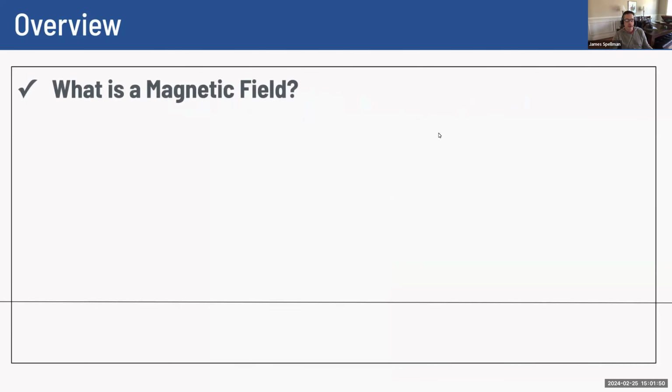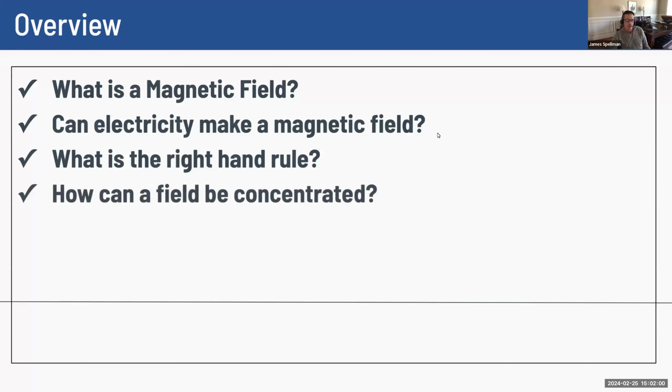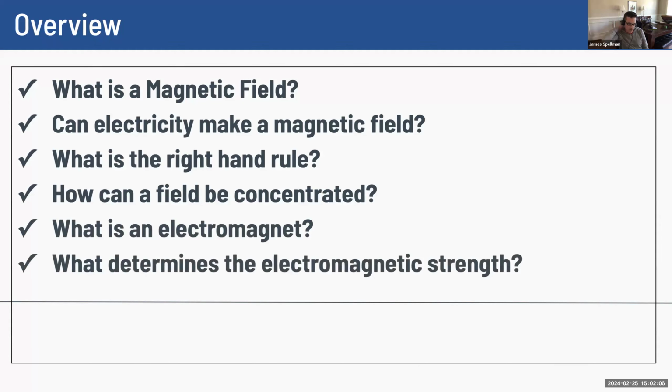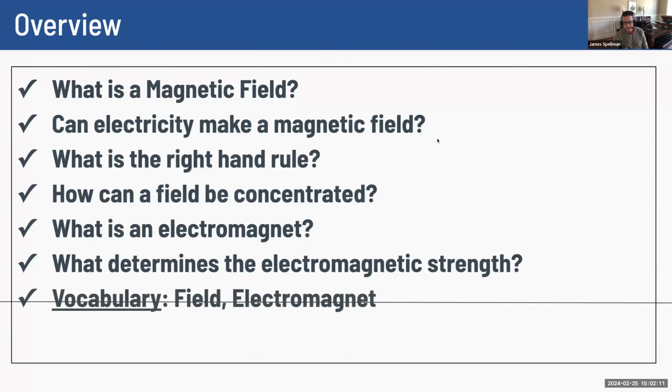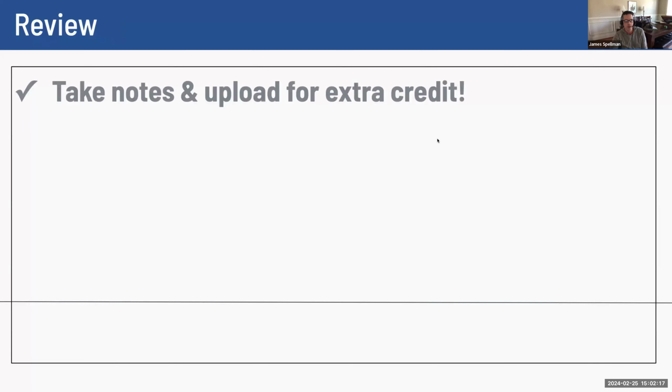So we're going to go through and answer these questions. Some of it is a little bit of a review, like what's a magnetic field? Can electricity make a magnetic field? What in the world is a right-hand rule? How can we concentrate a field to magnify the forces that are there? And how does this all fit into being an electromagnet? And how can we make an electromagnet stronger or weaker? We've used the word field before, but electromagnet is going to be the new one we have here. So I'll get through this pretty quickly.